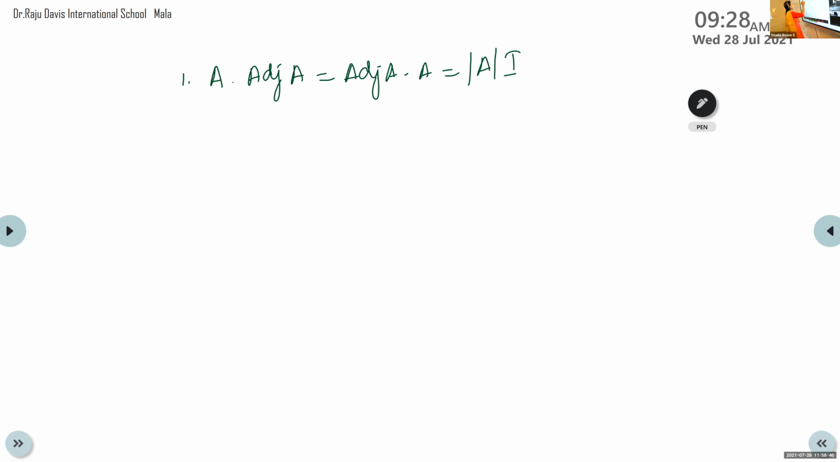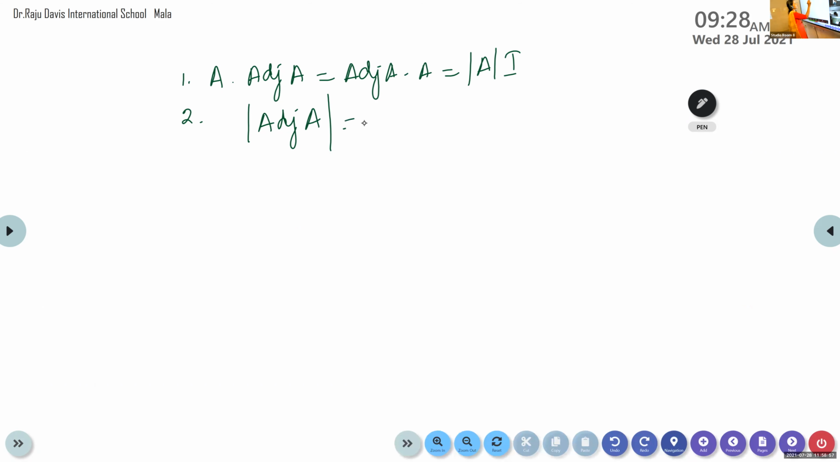Then the next one is, what is determinant of adj A? If A is a matrix of order n, then determinant of adj A is equal to determinant of A raised to n minus 1. Determinant of adj A is equal to determinant of A raised to n minus 1.